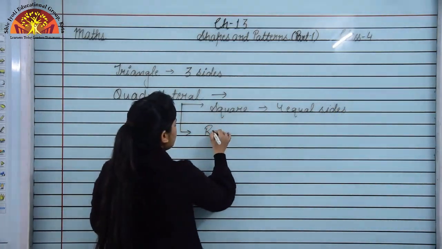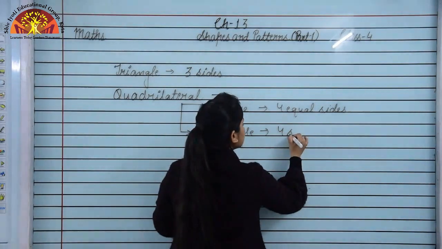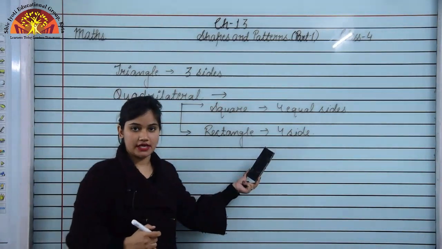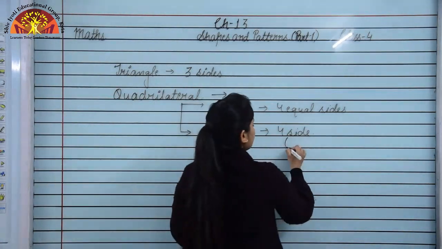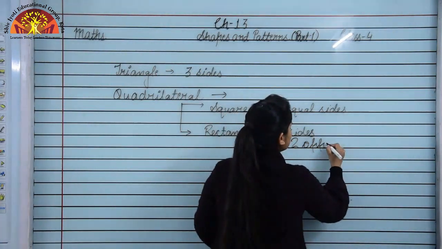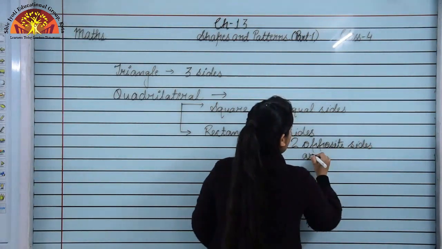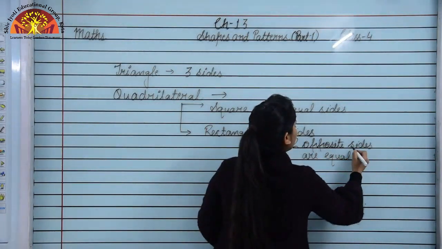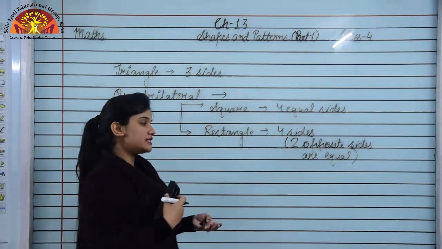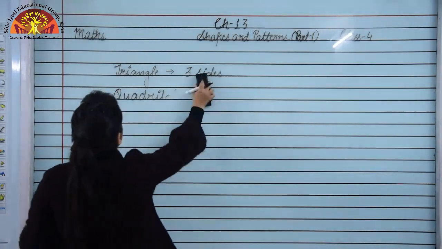And we have seen a rectangle. In a rectangle also we have 4 sides, but 2 opposite sides will be equal. Is it clear? Okay, and 2 opposite sides will be equal. So we have seen a triangle, square and rectangle. Now we'll see the next polygon, which is a circle.